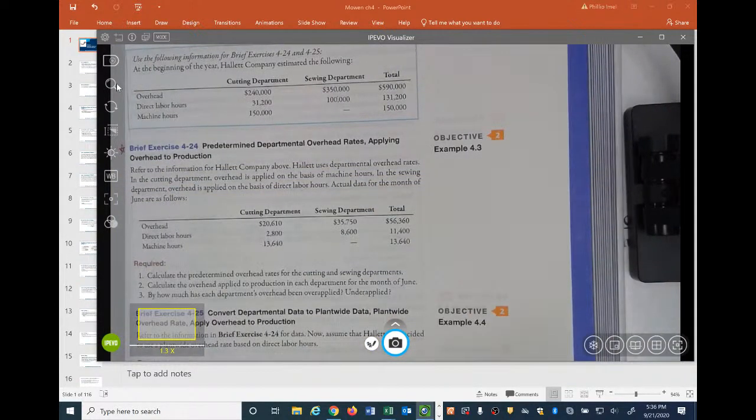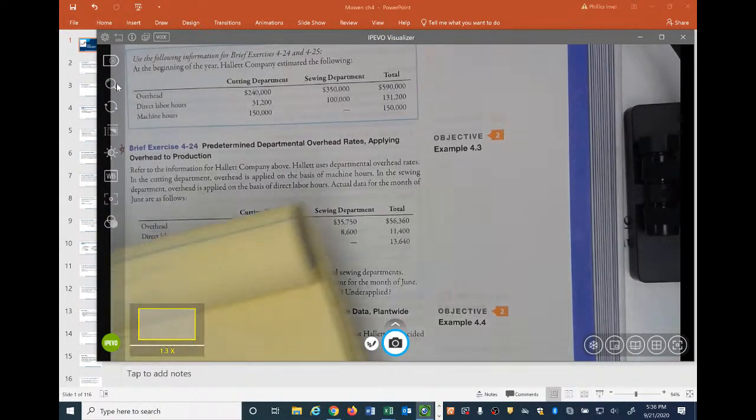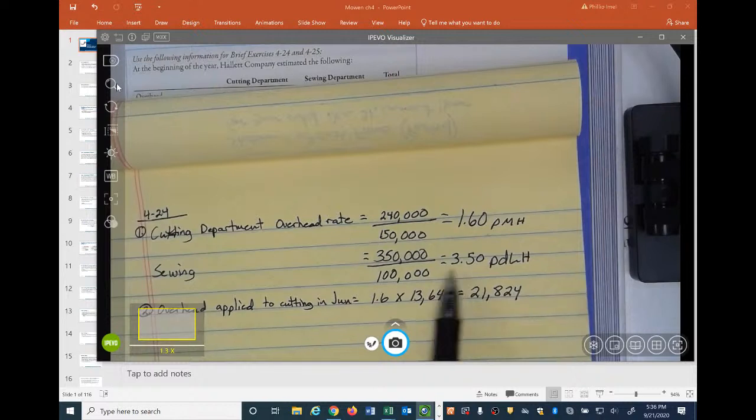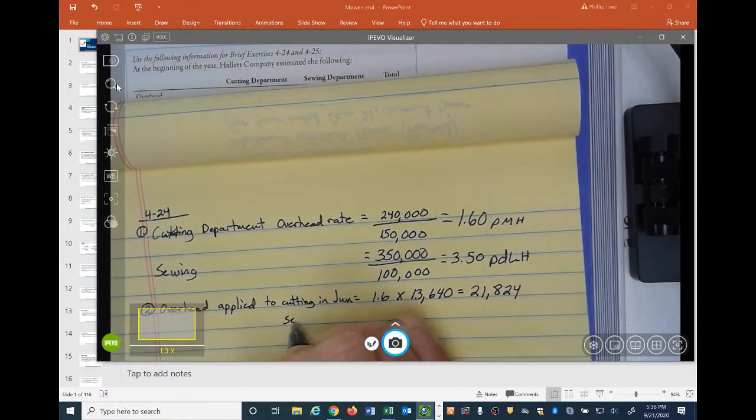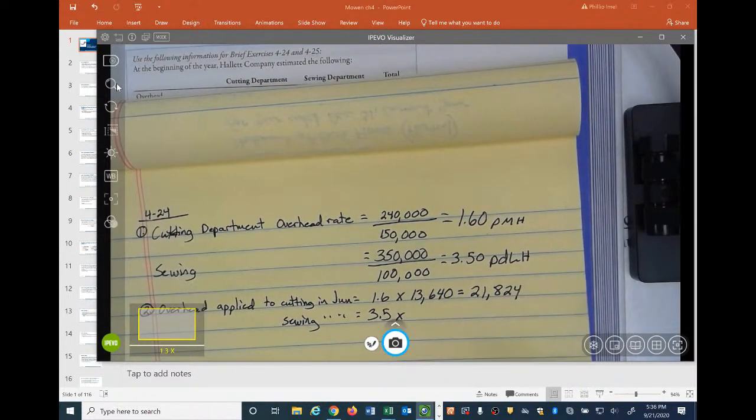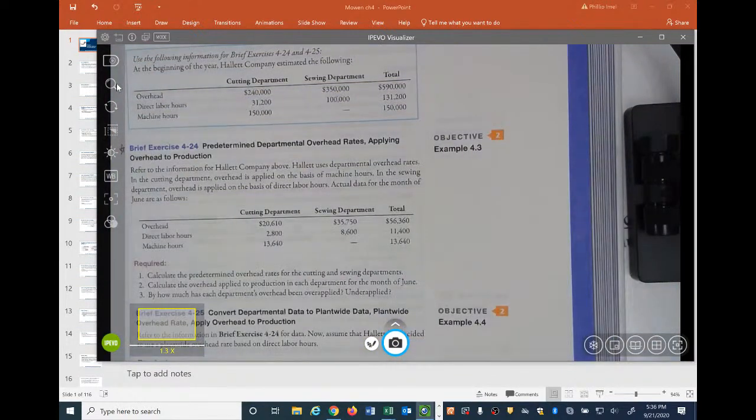Okay, what about for the sewing department? What are we going to do? So once again, we have our rate for the sewing. We found it at 3.5, so this is for sewing, and the rate was 3.5. And now what is the cost driver for the sewing department? Direct labor hours. So we just multiply it by the 8,600.